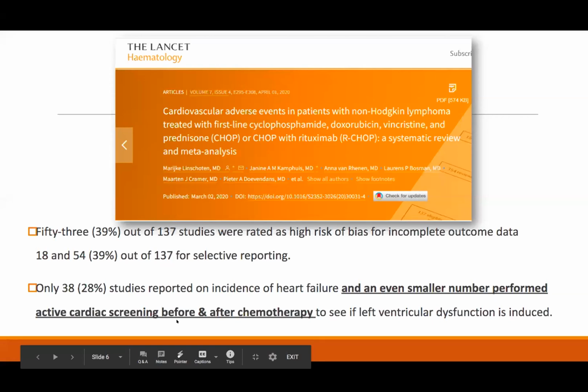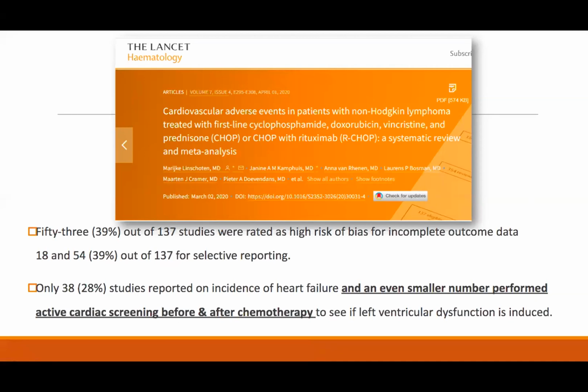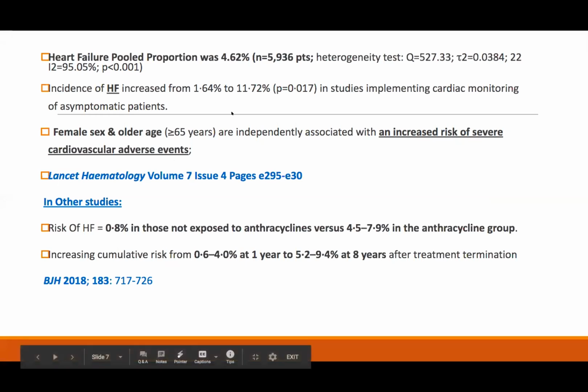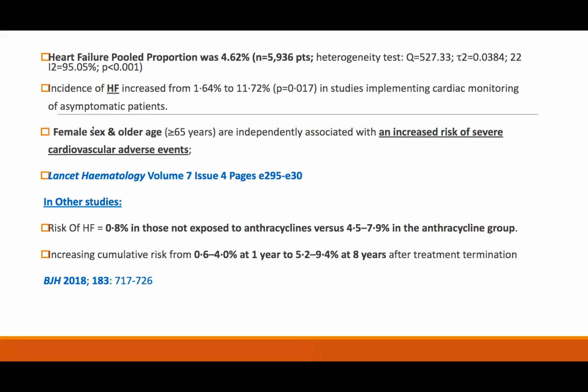Yes. So only 28% of studies reported an incidence of heart failure, and even a smaller number was actually performing active cardiac screening in these studies. So what does this study particularly show? There is a heart failure pooled proportion of almost 4.62%, that is almost 2 to 3 times the normal population patients develop heart failure. If you screen these patients post chemotherapy, this proportion goes up to 11%, almost 12%. Again, in this case, we have a female patient. That is an additional risk factor which has been identified for severe cardiovascular events.